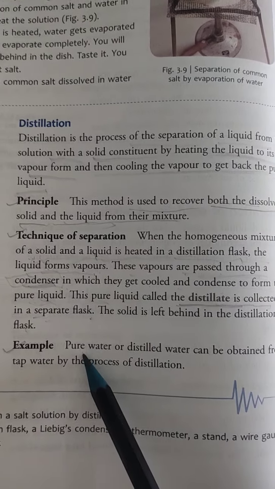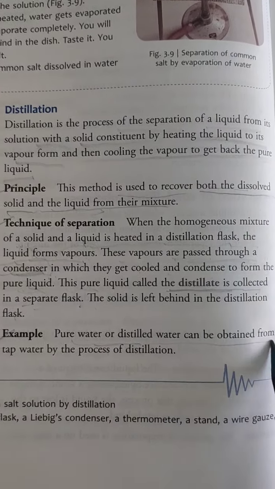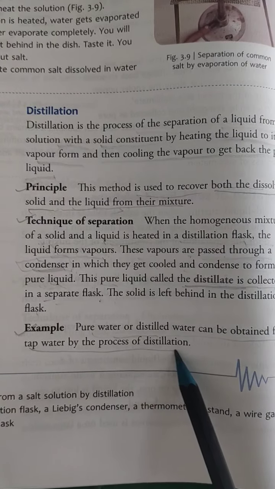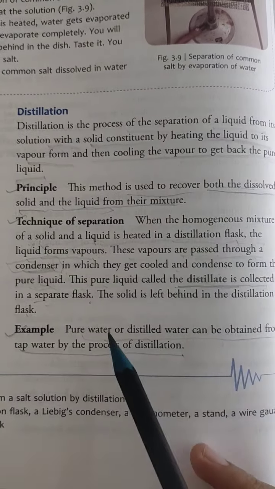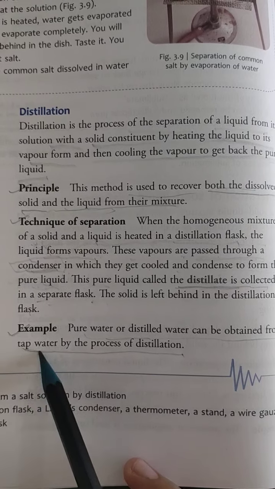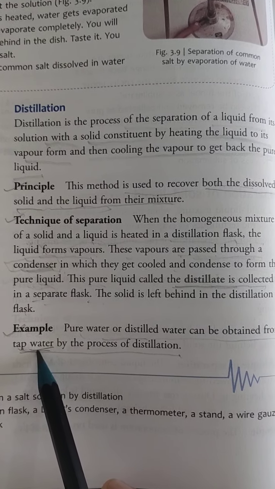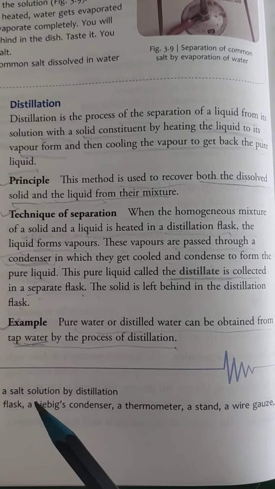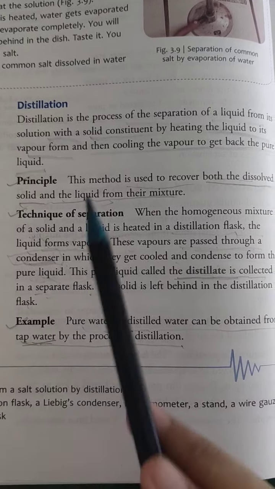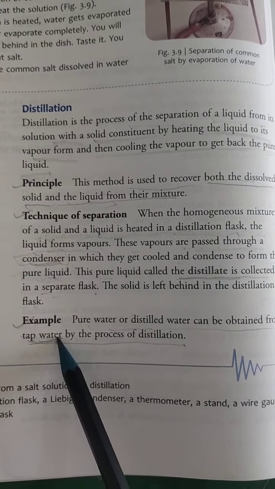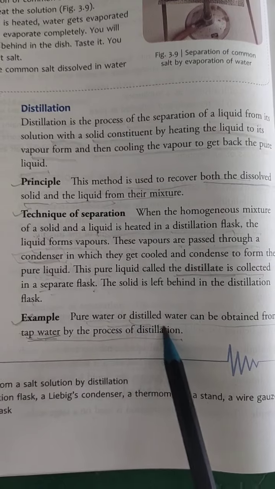An example: pure water or distilled water can be obtained from tap water by the process of distillation. We know that tap water has some solid constituents in it, small particles. So when we do the process of distillation with tap water, we get pure water, or distilled water.